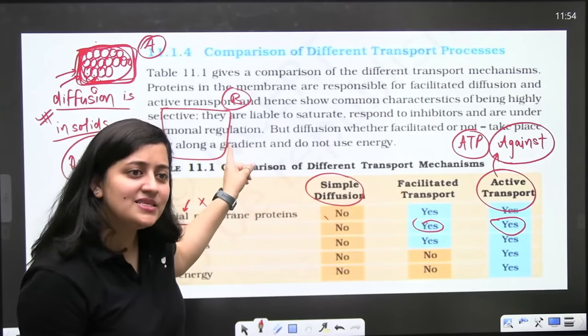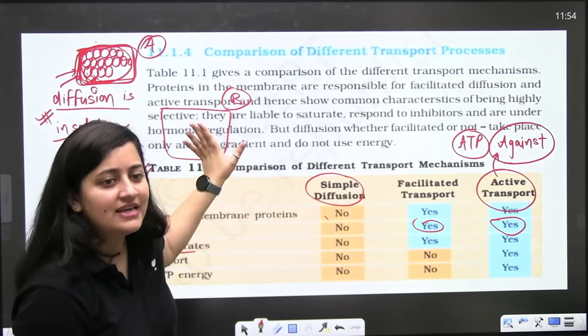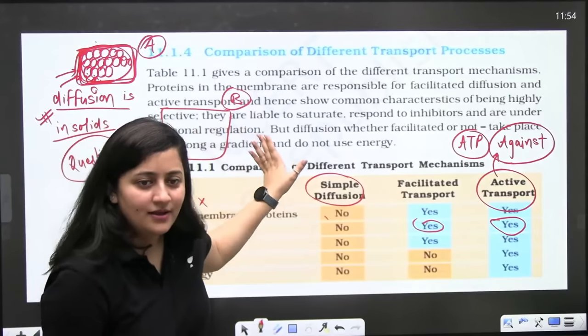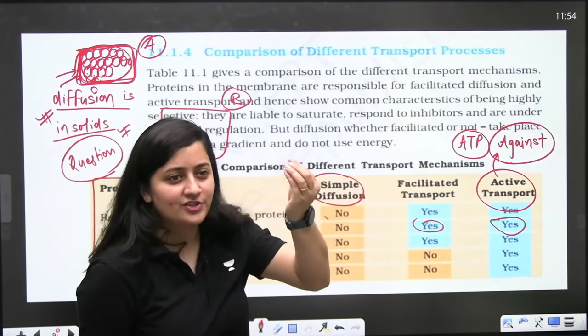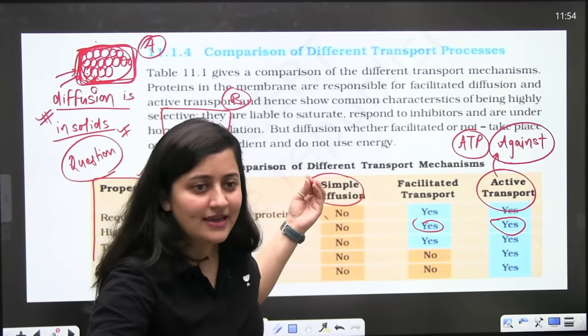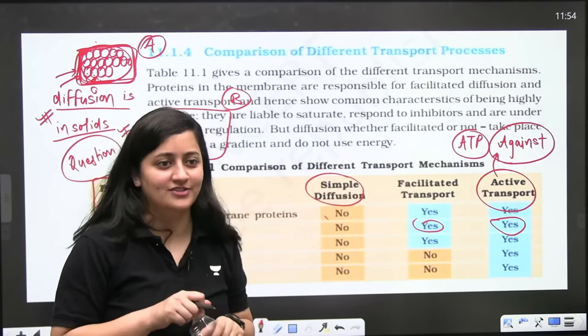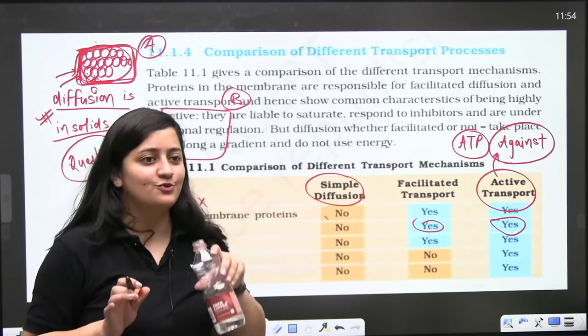Done? But I think this is the question that we can ask Vasim sir. He can explain it. So at least he can explain this one question from biology. Otherwise, his biology is too bad.